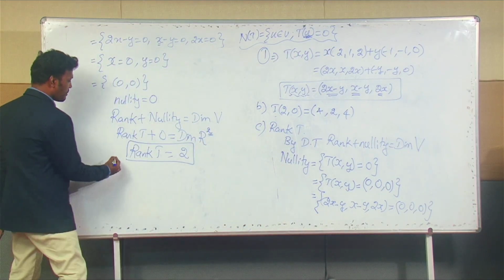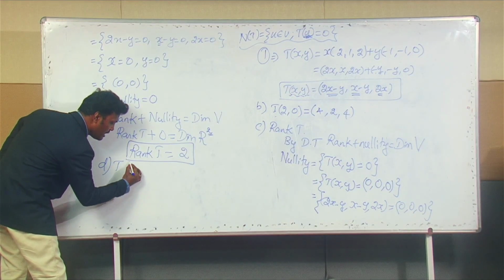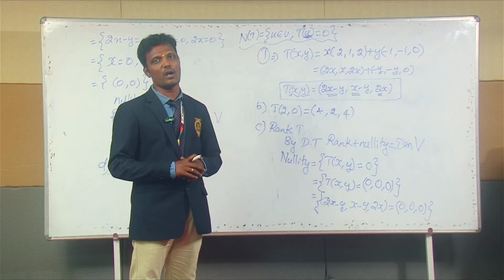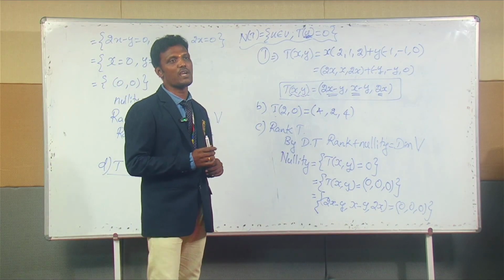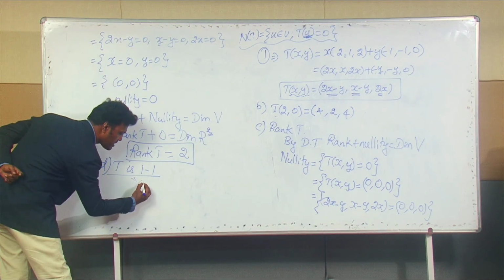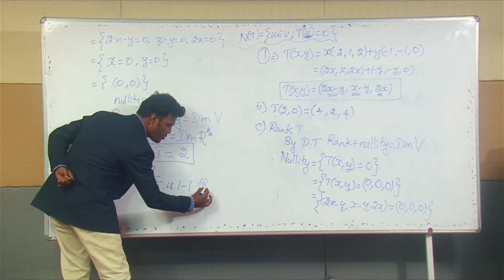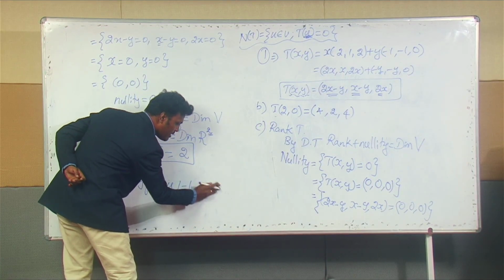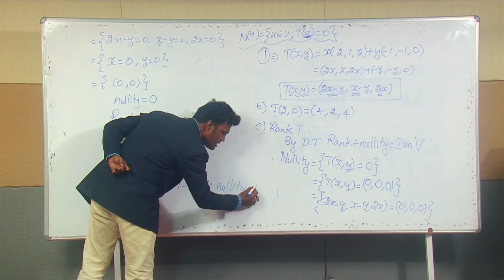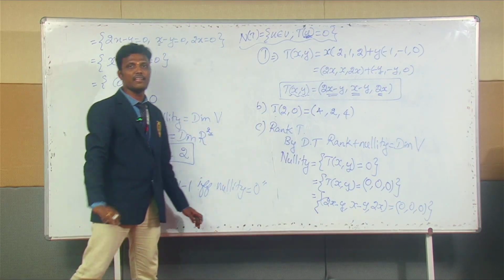So this is the next subdivision. And what is the next subdivision? We have to check T is 1 to 1. So how to check the linear transformation T is 1 to 1? That is one important result we have already discussed. So we have to put it in double quotes: T is 1 to 1 if and only if nullity equal to 0.